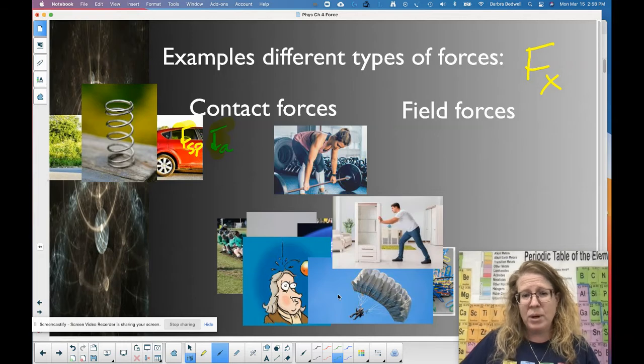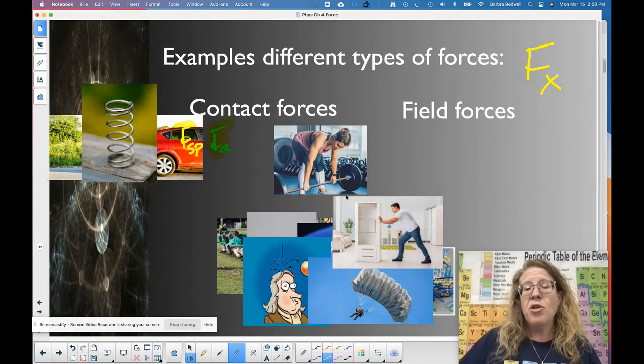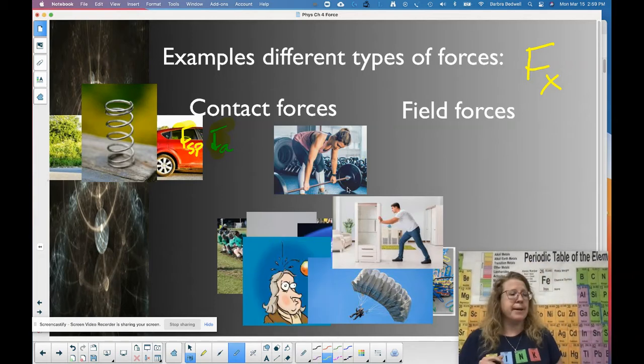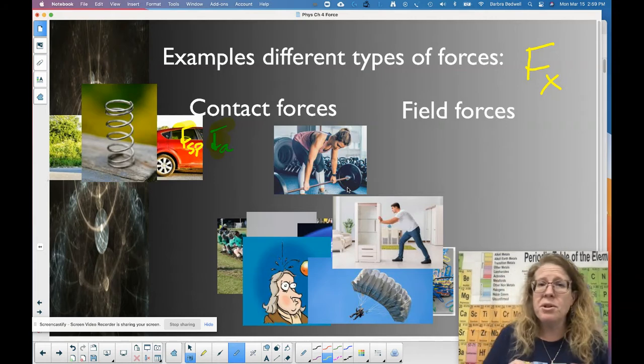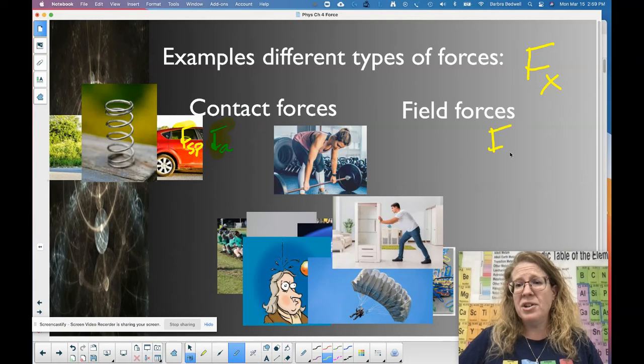Now, this is a different one, and this is kind of odd, so I'm going to be a little bit careful where I write it. Let me get my correct pen going. Okay. The weight of the object, what's creating that? Well, weight is due to the force of gravity. And this is the one I wanted to put over here specifically, F g. F g is weight.